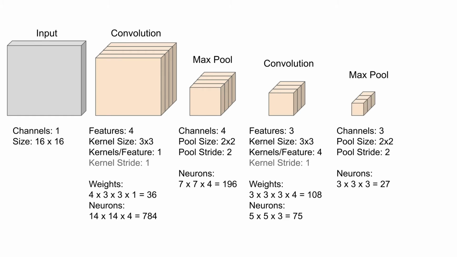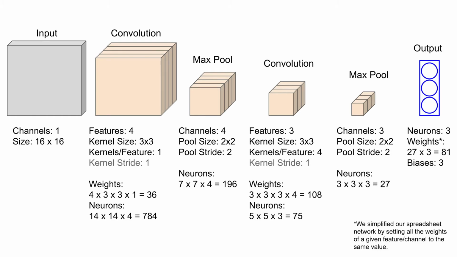The final pooling layer halves our prism of neurons dimensions again before feeding into the final fully connected output layer. We had our network detect 3 distinct letters, so each of our 3 output neurons is connected to all 27 neurons from the previous max pooling layer and has a bias.